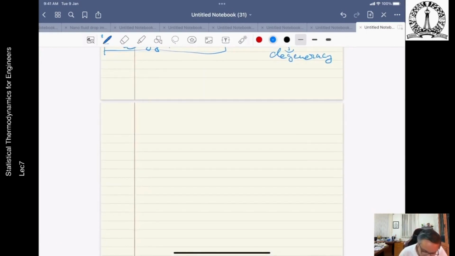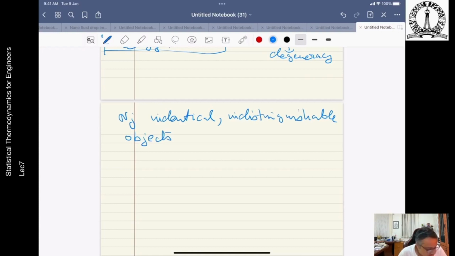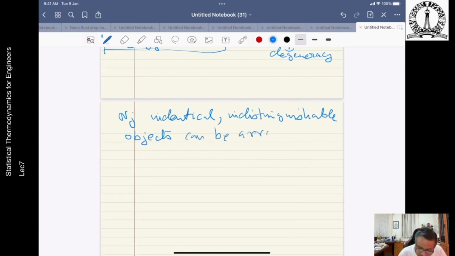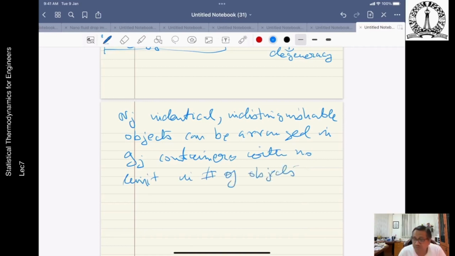So the problem is equivalent to NJ identical, indistinguishable objects, which can be arranged in GJ containers. We have already done this. It is like what we knew as M containers. So it's like GJ containers with no limit in the number of objects per container.